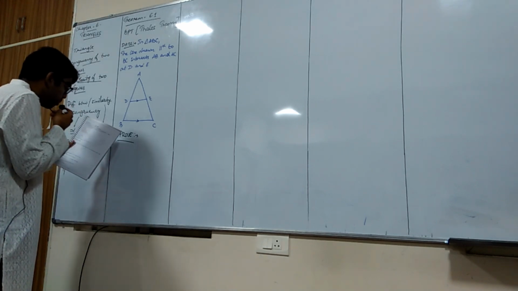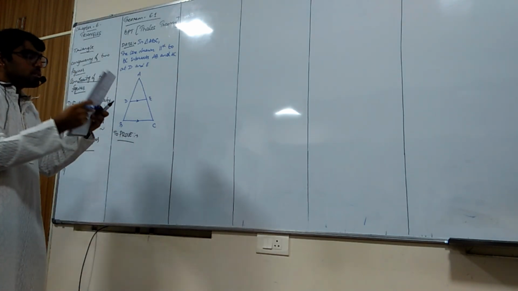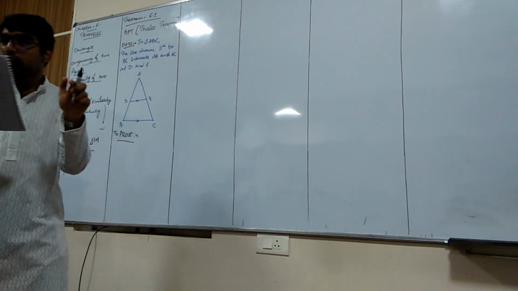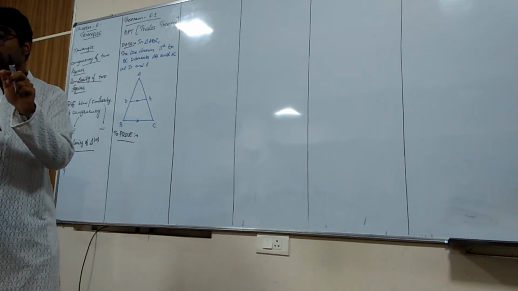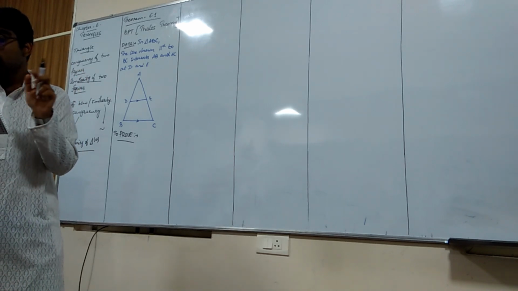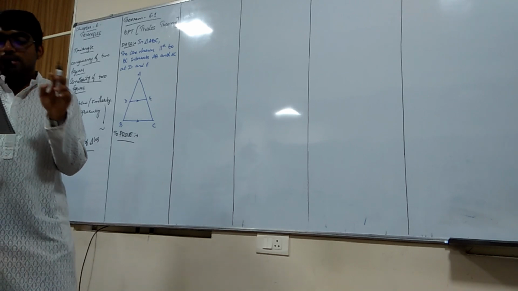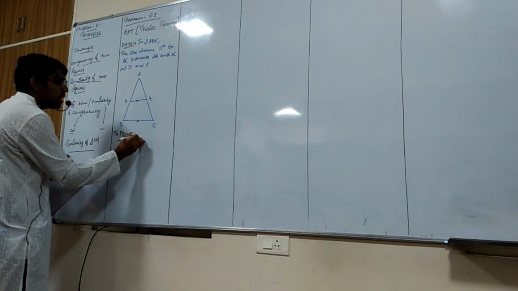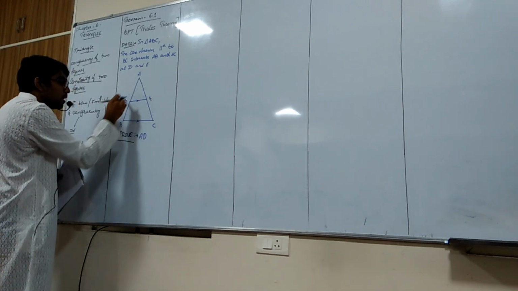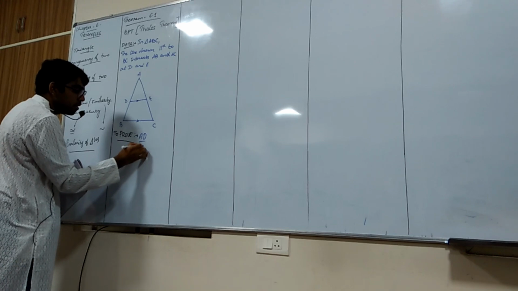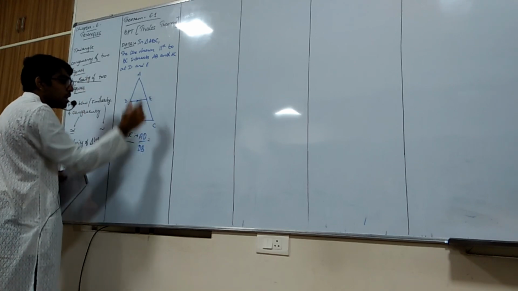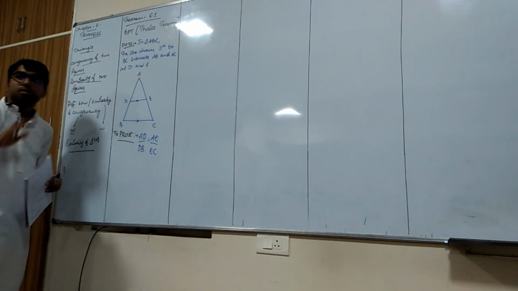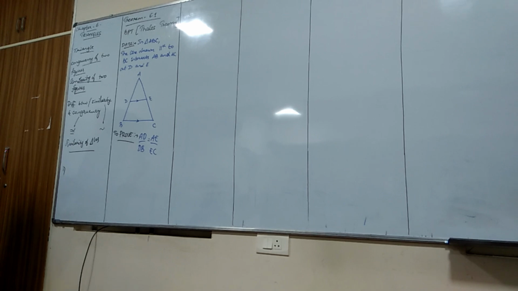Okay. Now, what are we given to prove? Read out the statement again. If a line is drawn parallel to one of the sides of a triangle to intersect the other two sides at distinct points, the other two sides are divided in the same ratio. AD by DB is equal to AE by EC. This we have to prove.